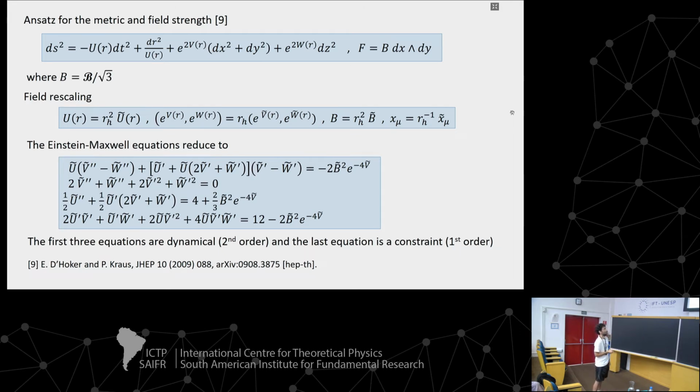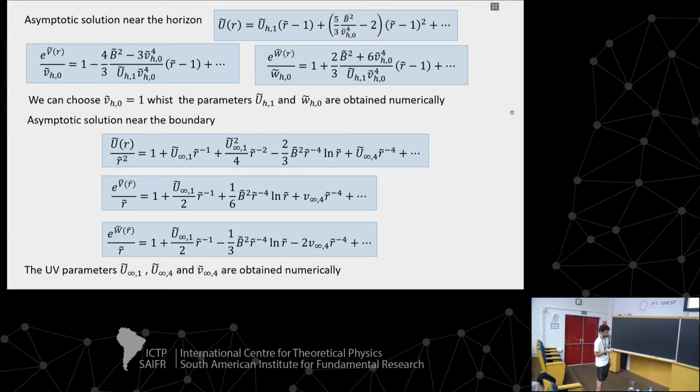And then you have this system of equations that you get after plugging this ansatz into the Einstein-Maxwell equations. From these equations, 3 are dynamical and 1 is a constraint. The first researchers that solved these equations were D'Hoker and Kraus in 2009. And then we revisited this problem in order to investigate further the thermodynamics of this magnetic brane.